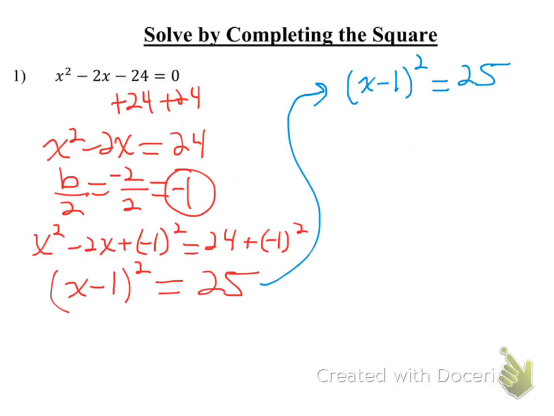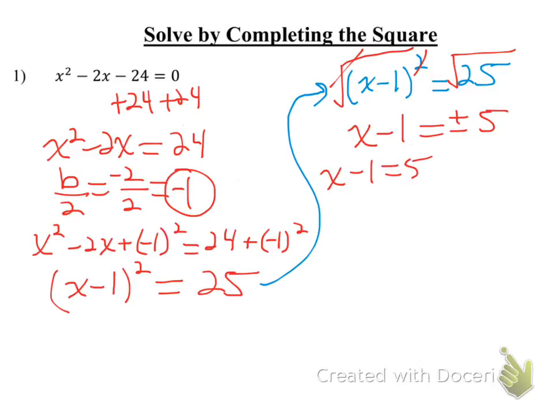So I'm going to take the square root of both sides. The square root and the square cancel out. We get x minus 1 on the left and plus or minus 5 on the right. Don't forget about your plus or minus. So we have two equations. x minus 1 equals 5. x minus 1 equals negative 5. Therefore x equals 4 and x equals negative 6.